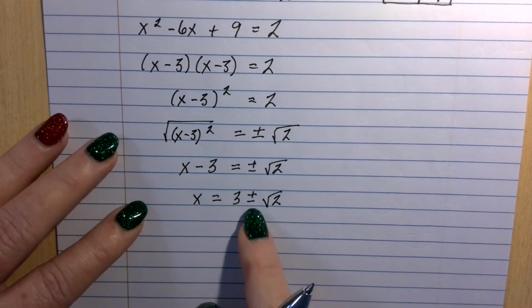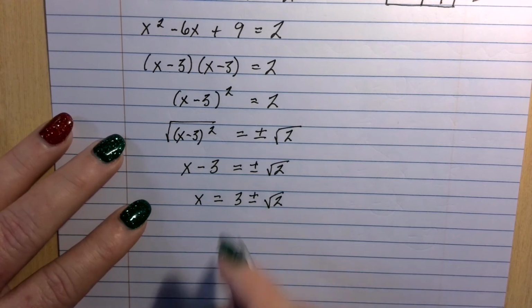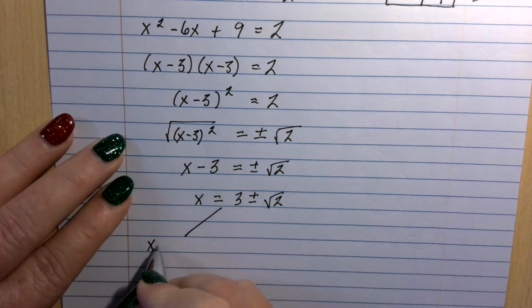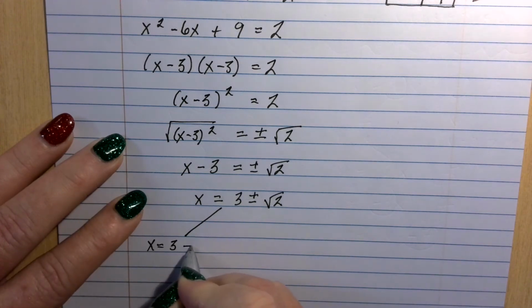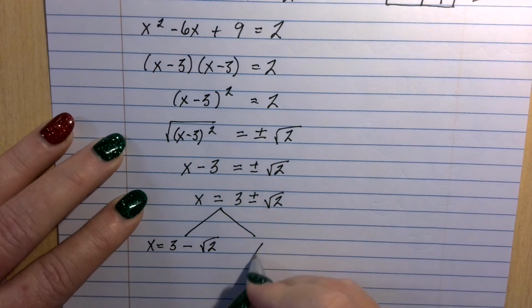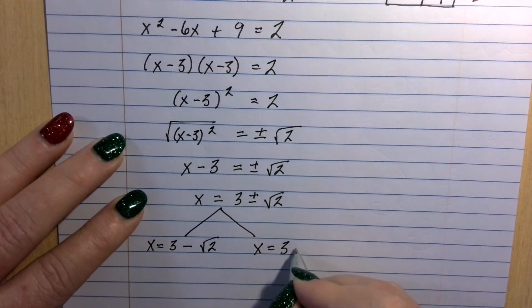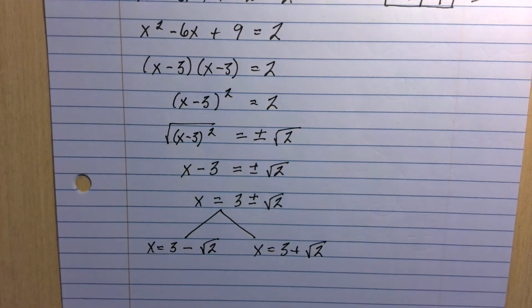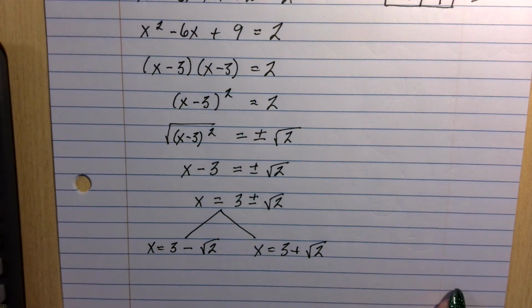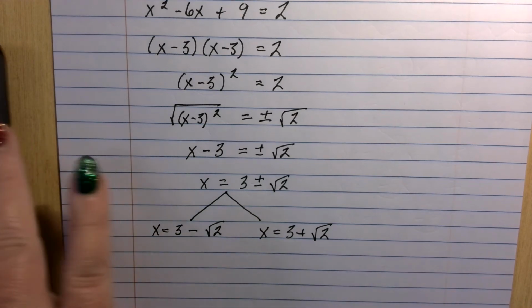So the plus or minus actually gives us the two different roots. So I'm going to split this off into two different options. x equals 3 minus the square root of 2. The other option, x equals 3 plus the square root of 2. Now, if the problem does not tell you to change this to a decimal, you're going to leave it like this, and these are our two roots. Sometimes you will need to change it to a decimal.